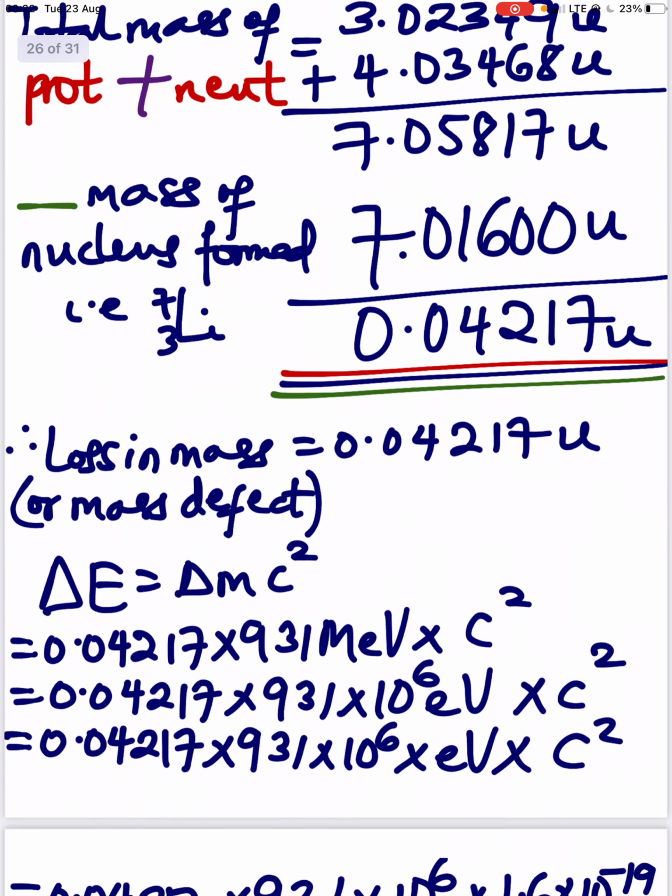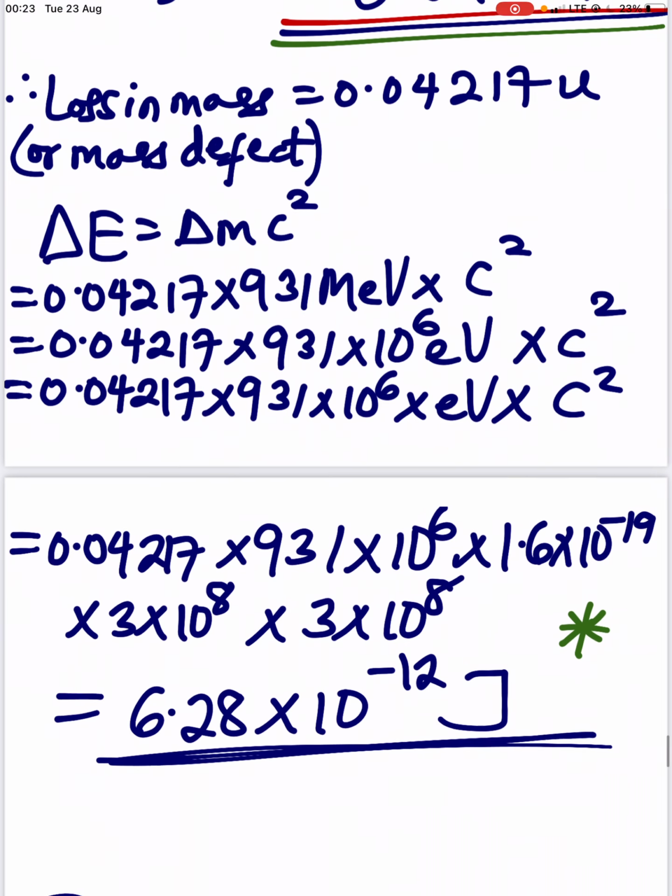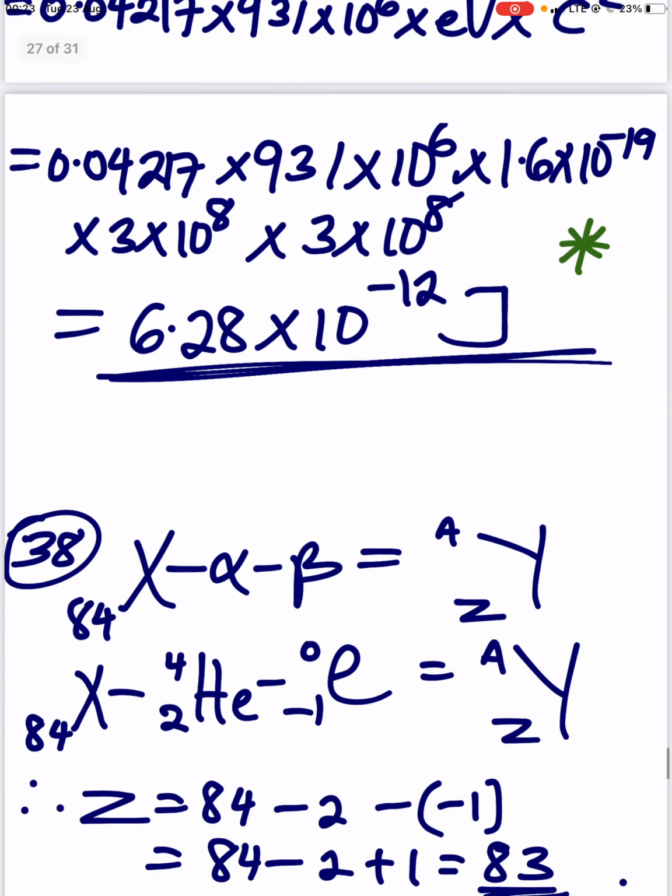So we multiply that loss in mass by c squared, the same way we did number 36, and we'll get the answer.